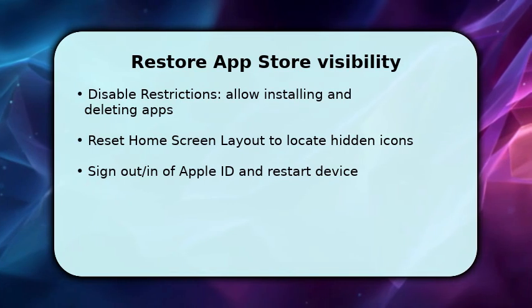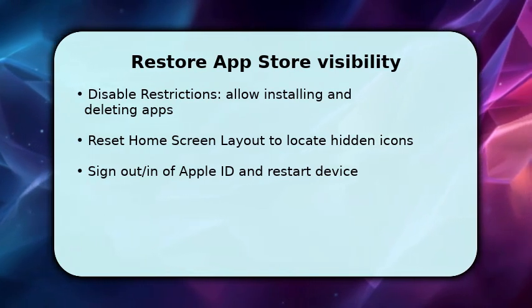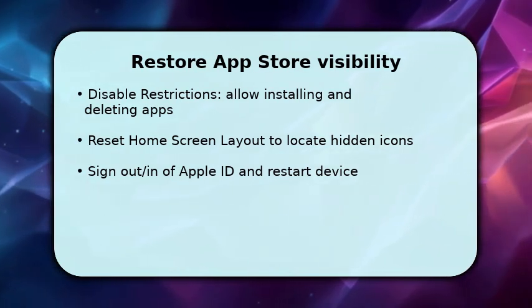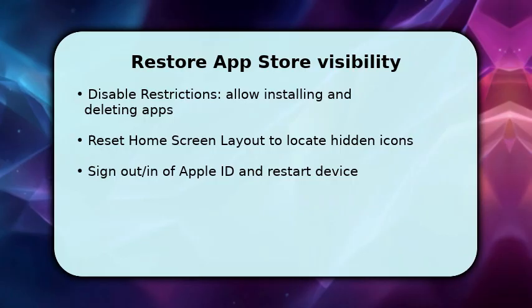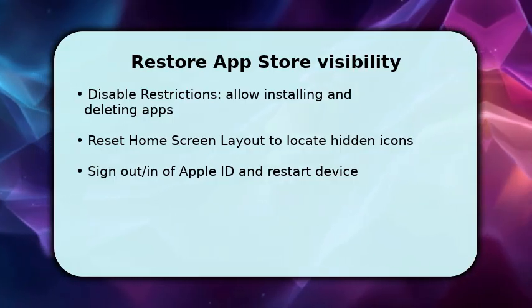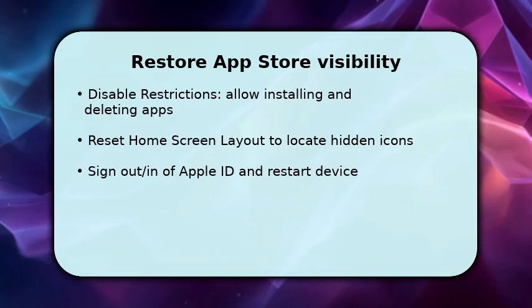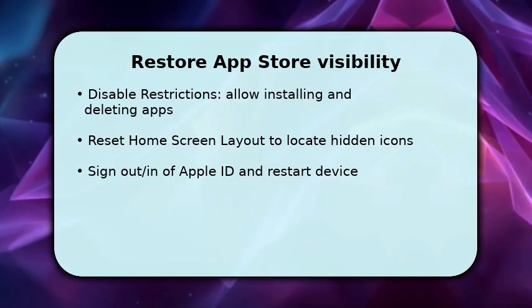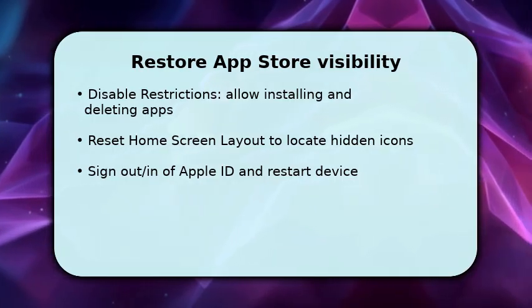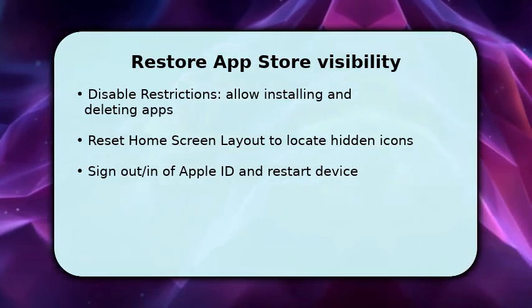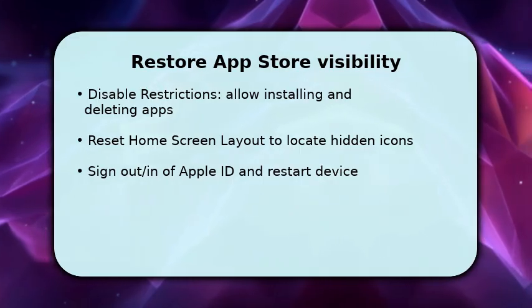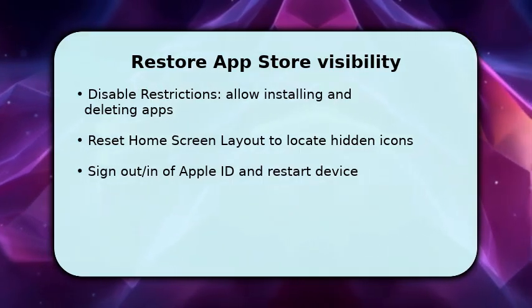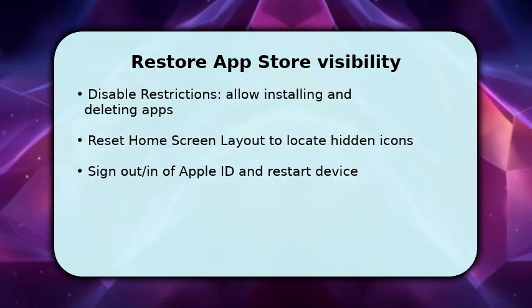Now you fix visibility and account issues. Disable any restriction toggles that prevent installing or opening the App Store, since hidden permissions are often the culprit. Once that's set, use Reset Home Screen Layout to surface a lost icon. This clears folders that may hide it. If it remains missing, sign out of your Apple ID in Settings, then sign back in and perform a full restart. These steps refresh system services and frequently restore the App Store link.